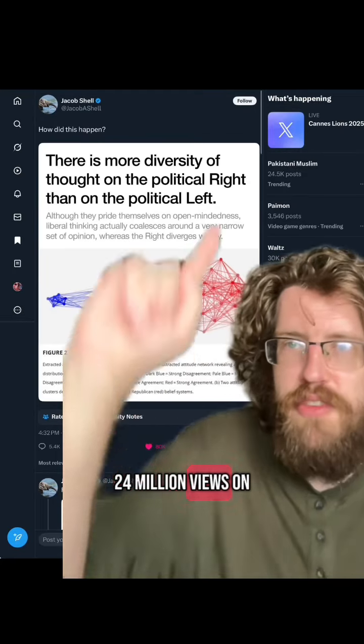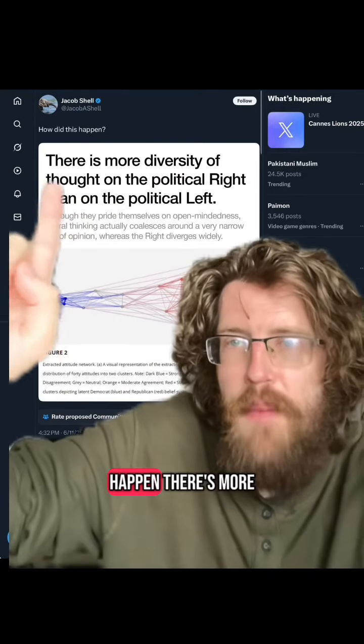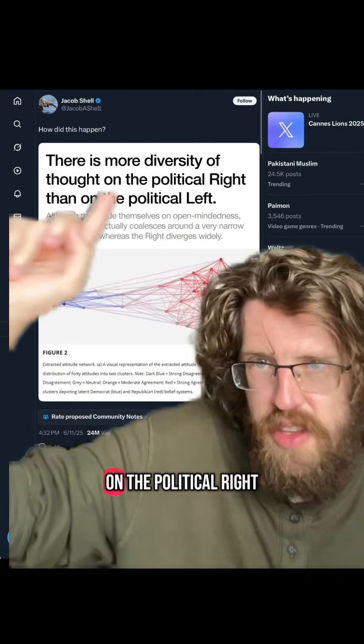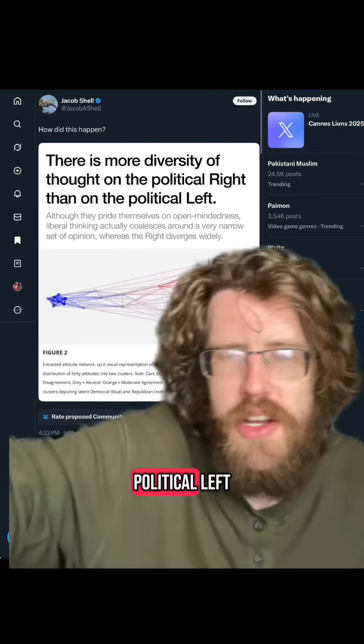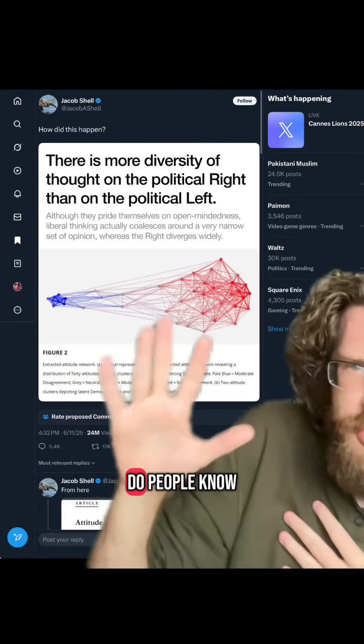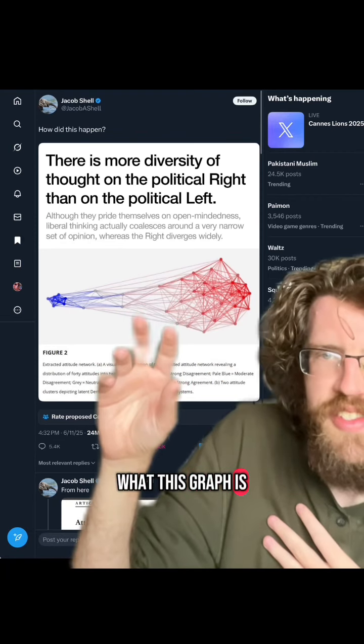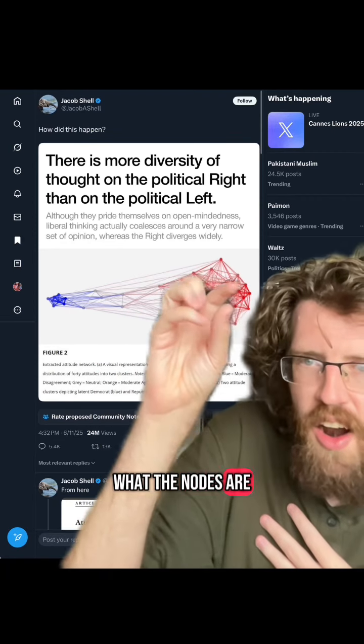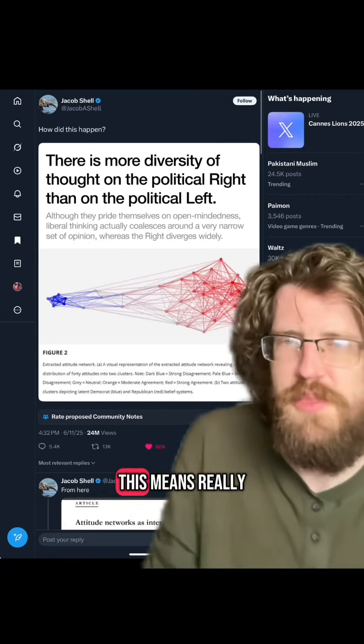24 million views on Twitter. How did this happen? "There's more diversity of thought on the political right than on the political left." But I wonder, do people know what this graph is? Do you know what the nodes are or the edges are or what this means really?